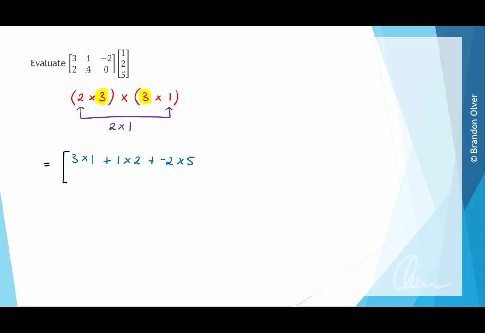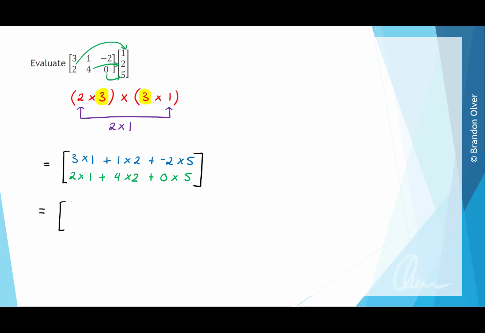Next, we multiply the second row by the first column. So we're going to have 2 times 1, 4 times 2, and 0 times 5. So that is 2 times 1 plus 4 times 2 plus 0 times 5. So now we just need to simplify that down.